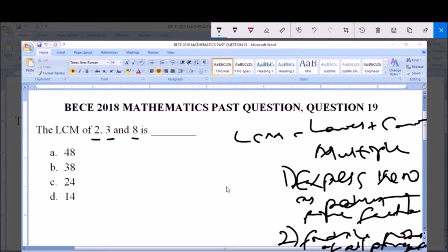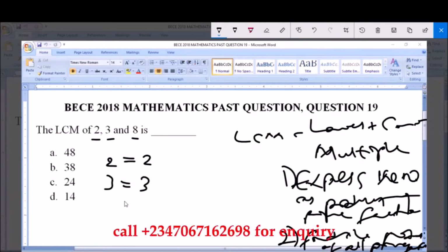Now let's start. Number 1, we should express them as a product of prime factors. The first number given to us here is 2. Now to express 2 as a product of its prime factors, we start with the lowest prime number. I know prime numbers are numbers with just 2 factors, that is 1 and itself. Now 2 is the lowest prime number. We start from 2, and 2 goes into 2 once, so we just have 2 here. The next number is 3. Now the lowest prime number is 2, but 2 cannot go into 3, so we move to the next prime number, which is 3. Now 3 will go into 3 once, so we therefore have 3.